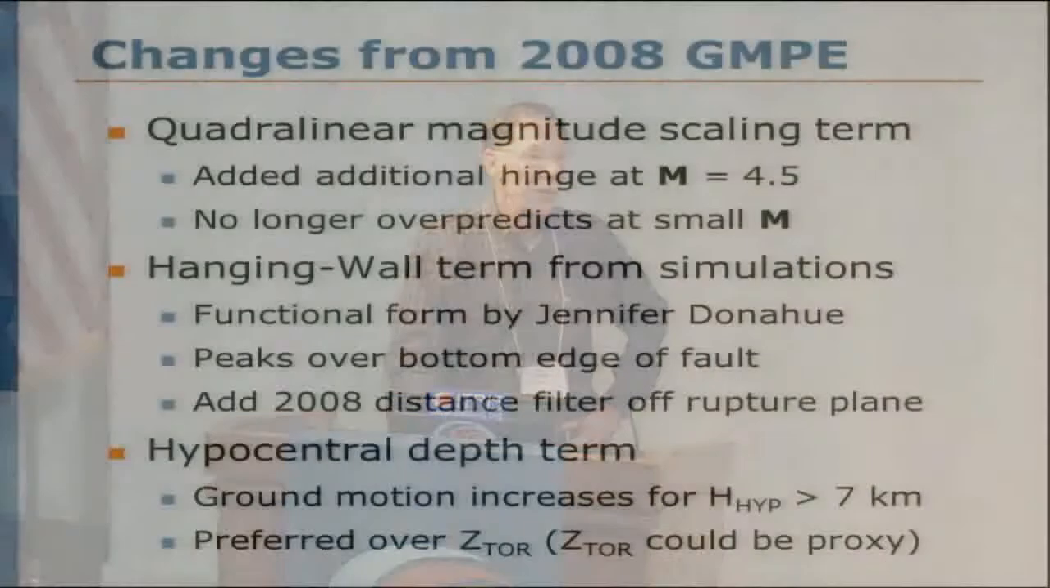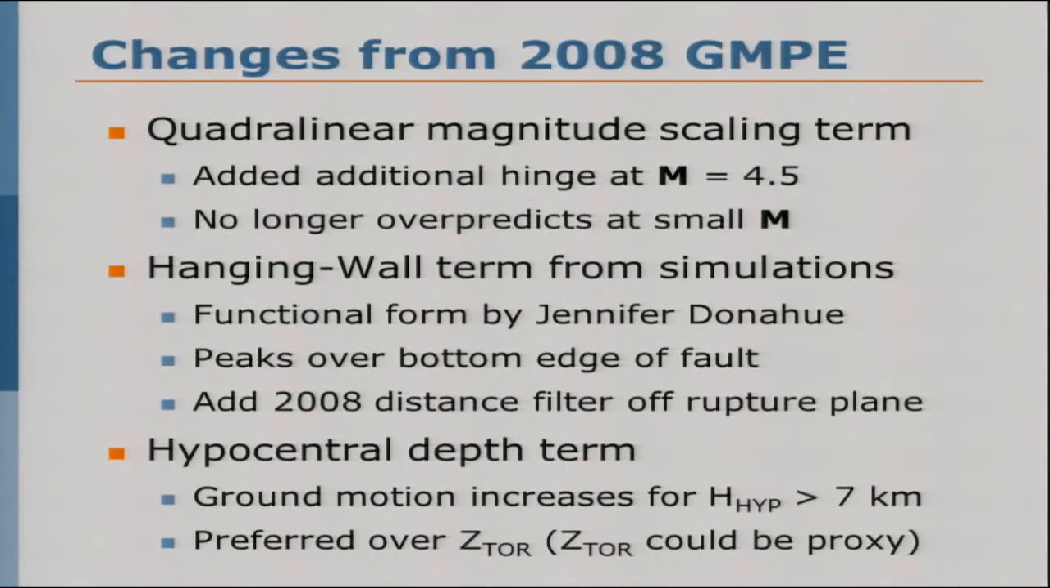It peaks over the bottom edge of the fault, whereas our old model peaked over the top edge of the fault. And so others had discovered that. We hadn't. We didn't include Rx as a parameter previously, and now Rx is in the model, which allows that trade-off between Rup, which wants to decrease away from the top edge of the fault, and Rx that wants to bring the hanging wall effect back up. And I'll show you the impact of that.